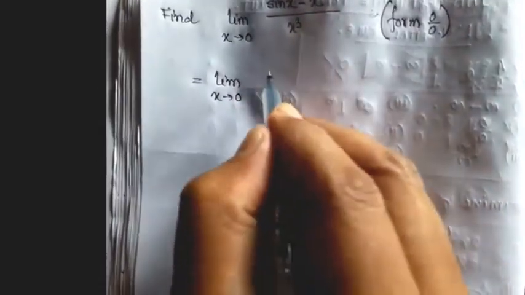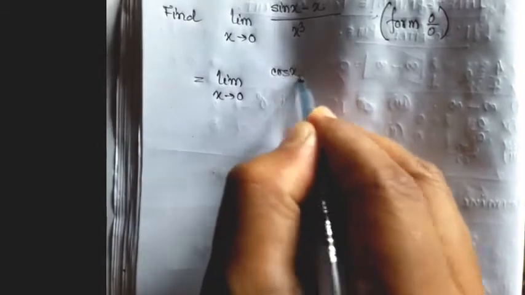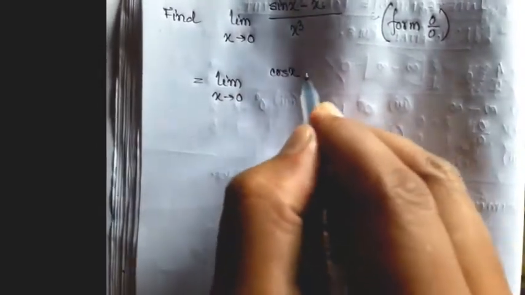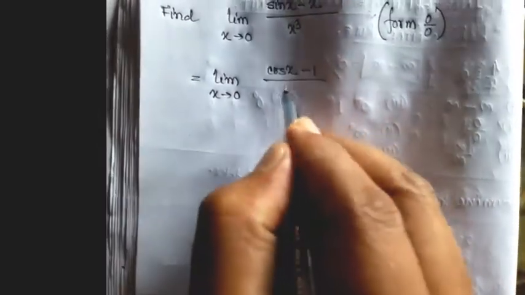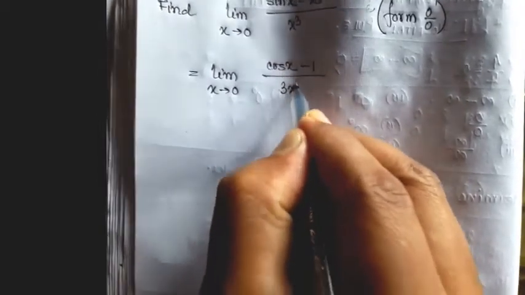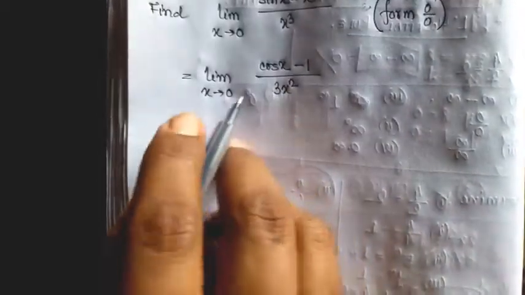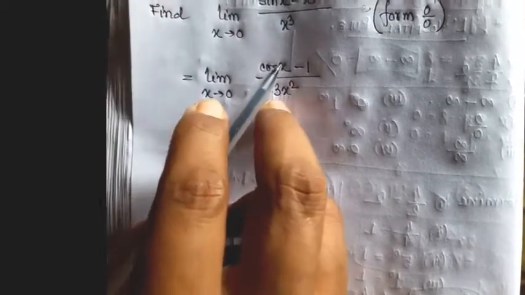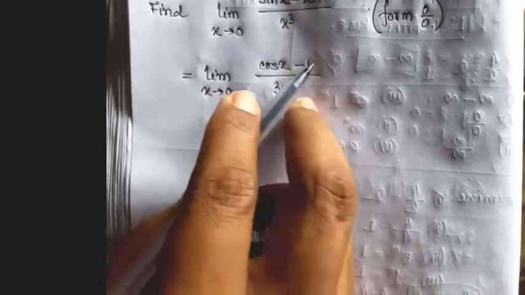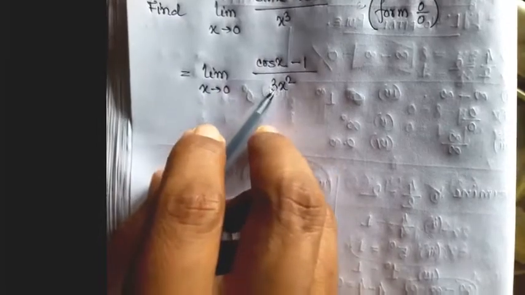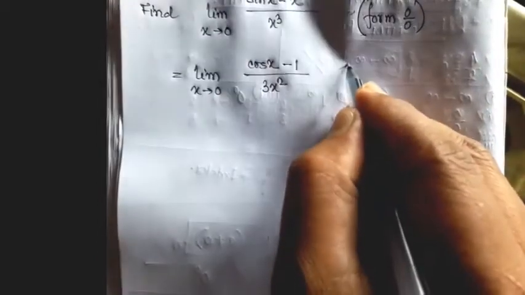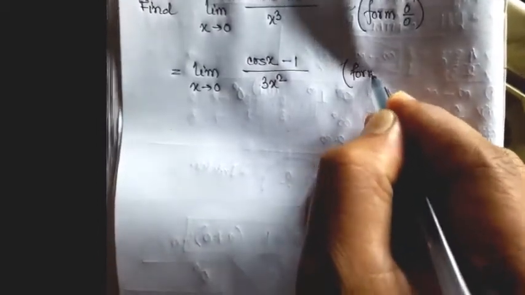Definitely we will use L'Hospital rule, and L'Hospital rule says what? We have to consider the derivative of numerator and derivative of denominator. Derivative of numerator is cos x, the derivative of sin x is cos x, and the derivative of x is 1, and the denominator will be 3x square. Now again put the value x equals to 0, then cos 0 is 1, 1 minus 1 is 0, numerator value is 0 and denominator again 0. So again we have the form 0 by 0.